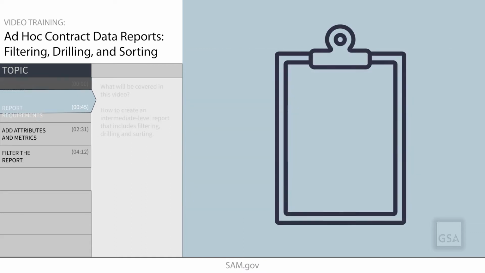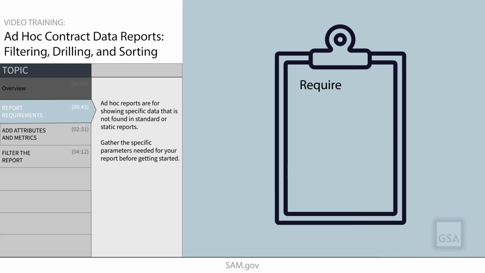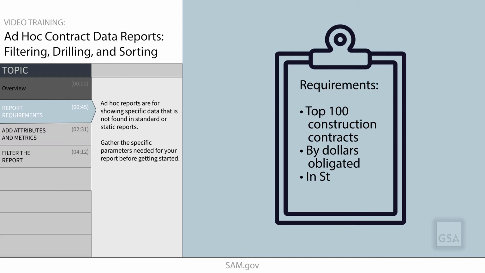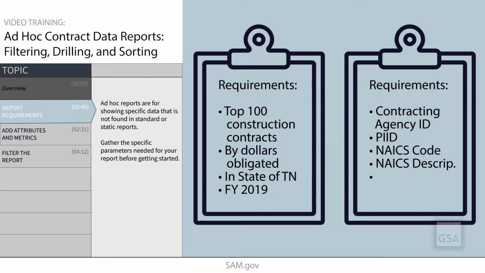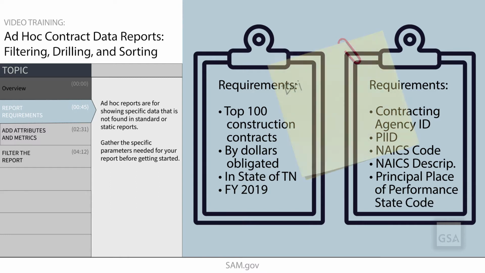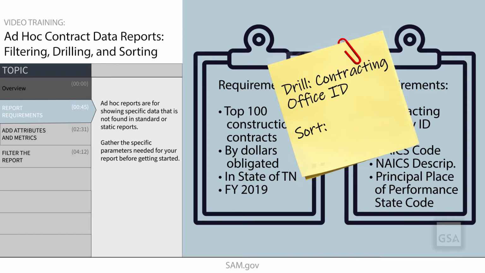First, we'll start by going over the requirements for this report, and then we'll jump in and actually build it. For this report, we want to find the top 100 construction contracts by dollars obligated performed in Tennessee for fiscal year 2019. We want to see the contracting agency ID, the PID, the NAICS code, the NAICS description, and the principal place of performance state code. Then once we've run the report, the last thing we will do is drill to the contracting office ID and then sort by dollars obligated.